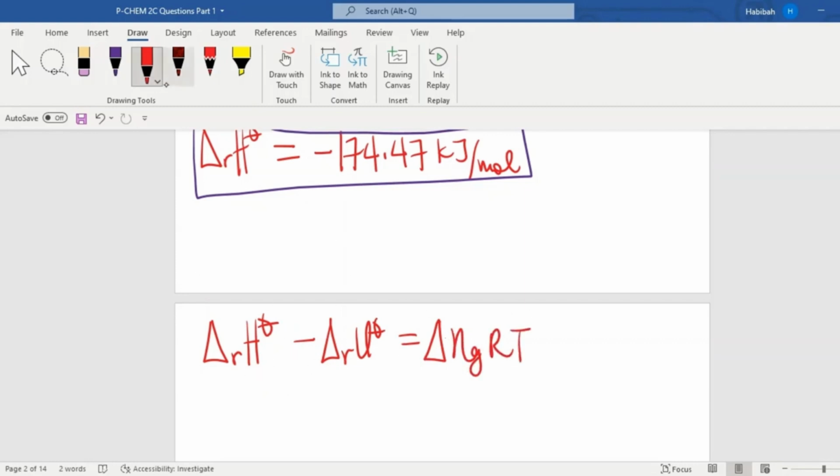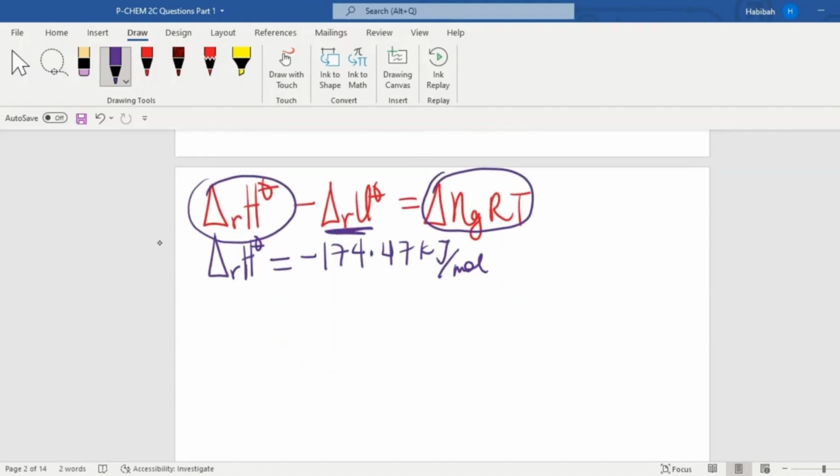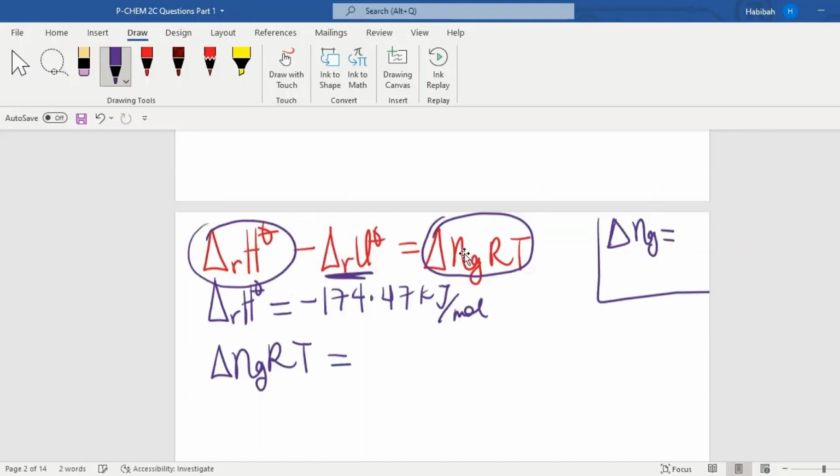Of course, you already know we have determined the change in enthalpy of a reaction, and we have that to be -174.47 kilojoule per mole. So if we can get this side of the equation, now we have to find this side in order for us to find the change in internal energy of reaction. So we have change in the number of gas molecules times RT. Well, before we can do this, we first have to determine what the change in the number of gas molecules is. To do this, you have to go back to the equation.